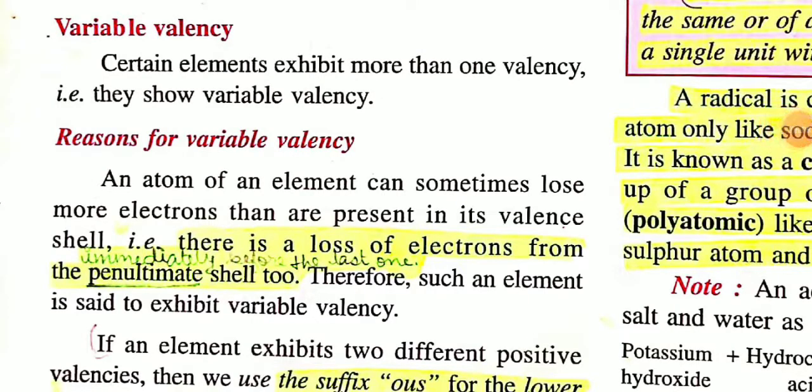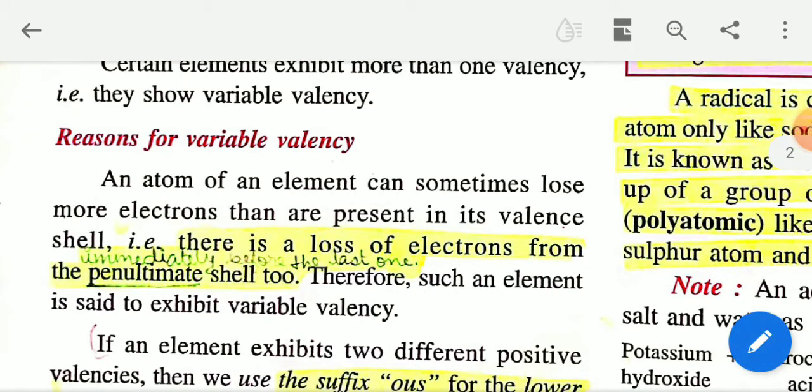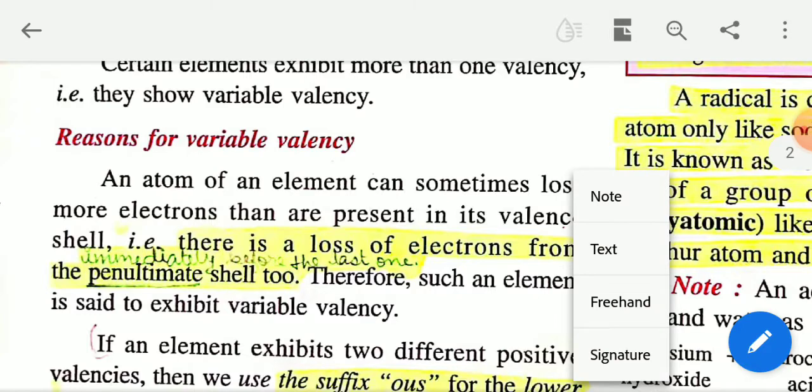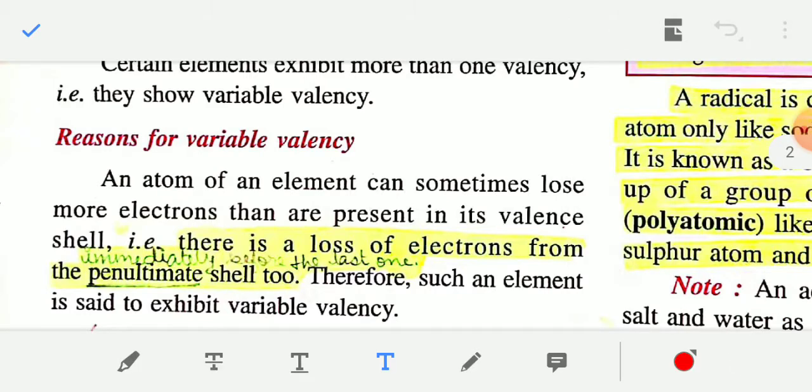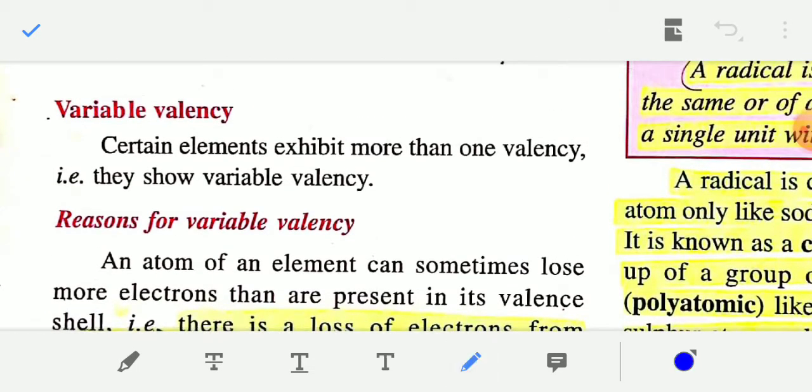Now see, the next term is variable valency. This is a very important term, variable valency. So what is variable valency? Certain elements can exhibit more than one valency. That is, they can show variable valency. For example, iron. Iron can show two types of valency. One is 2, another is 3.